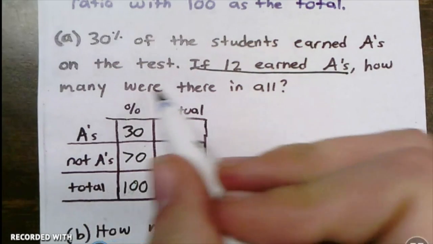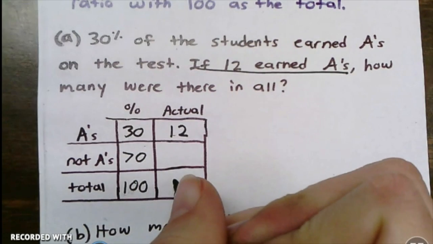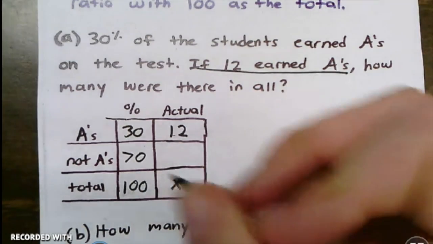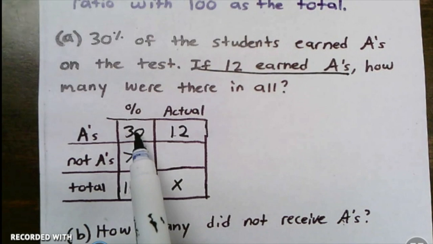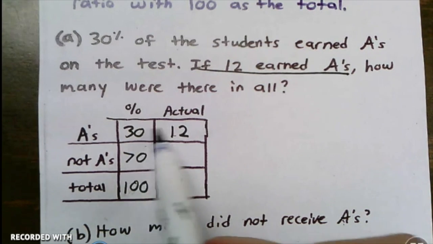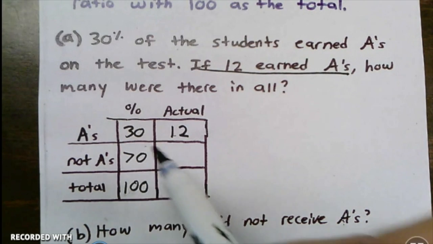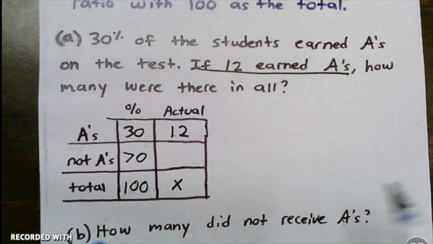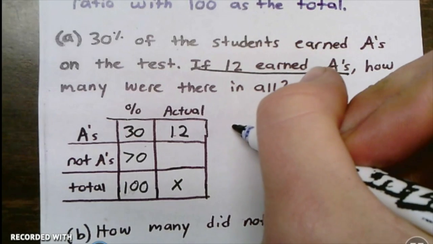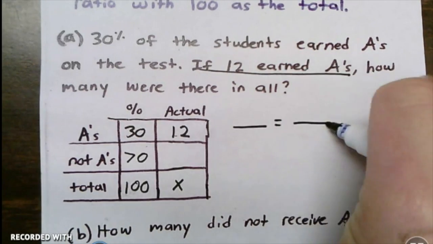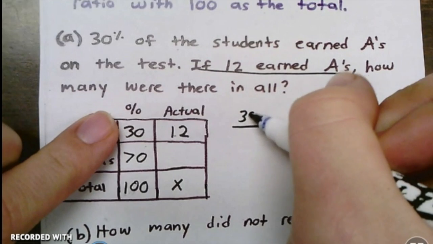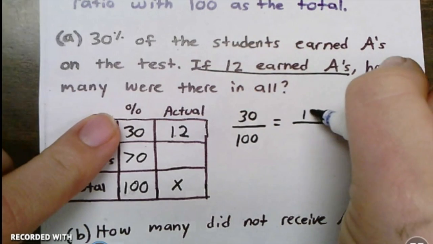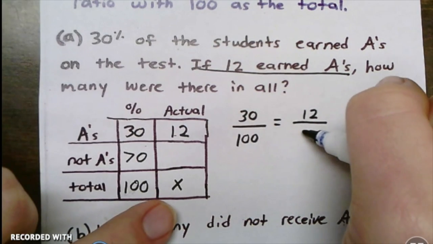It says how many were there in all, so what I'm looking for is the total, which is right here. I'm going to take this information and put it into a proportion. As long as these two numbers are related to each other, in the same row or column, then it doesn't matter which way I put them into the proportion. I'm going to put them in just like they're seen here. So 30% out of the 100% is 12 out of what?